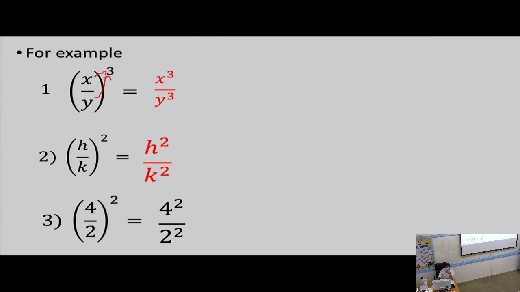How about number 3? We have 4 over 2 to the power of 2 is 4 to the power of 2 over 2 to the power of 2. And what is the value? If we simplify this, what would be the value? What is 4 to the power of 2? 16. And 2 to the power of 2? That is 4. So 16 over 4. And what would be the answer? The answer is 4. Okay.